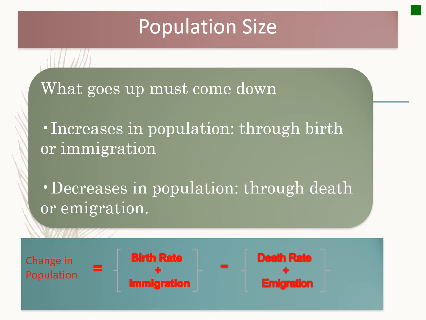For example, if I have 10 people being born and I have 5 people who immigrated, but only 3 people died and only 1 person emigrated, I'm going to have a positive number, which means my population is going to grow. But if I only have 3 people who were born and 1 person who immigrated, but I have 10 people who died and 15 people who emigrated, my number is going to be negative, which means my population is going to decrease.